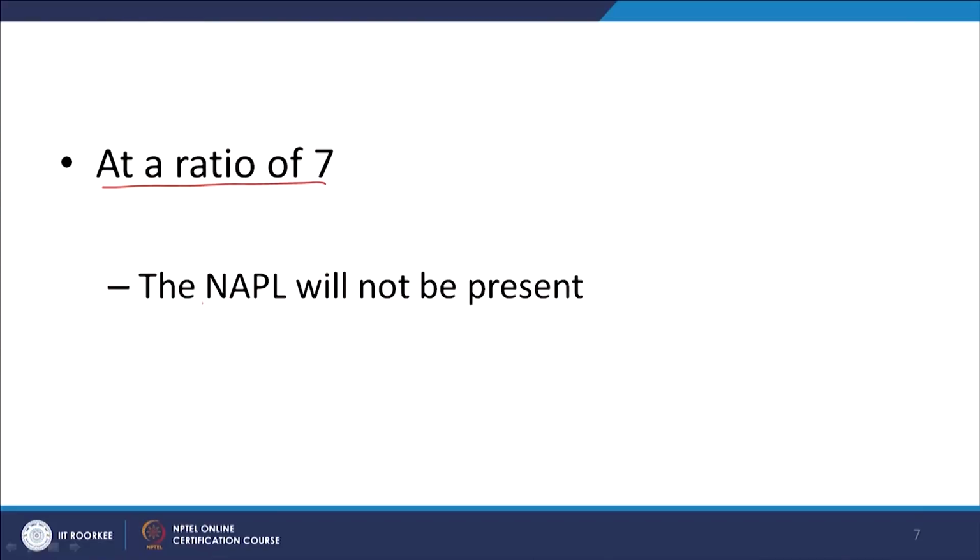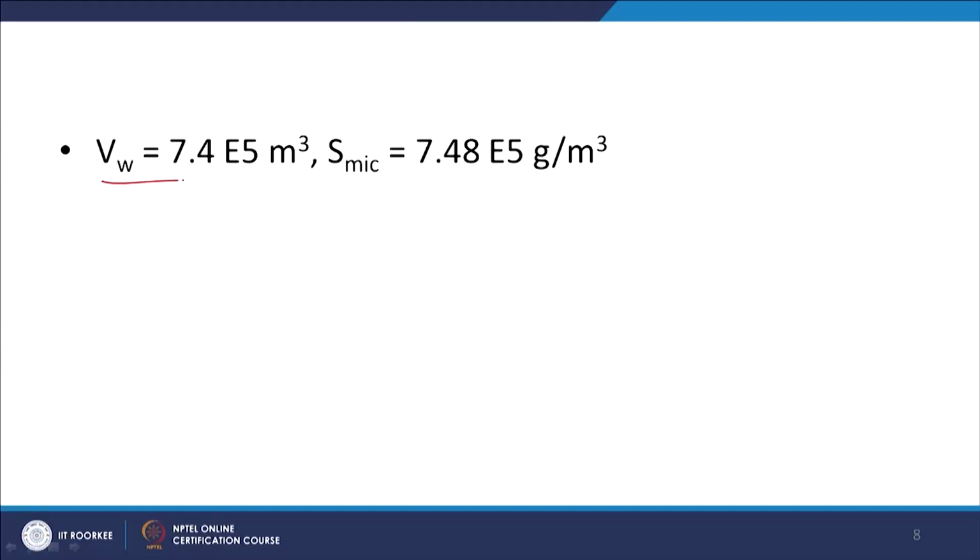So, what will that lead to? That will obviously lead to complete dissolution of the NAPL, and also the concentration of the contaminant in this particular micelle will now be lower. So, let us look at that. Obviously NAPL will not be present, that is something we discussed earlier. So, the volume of the relevant water was recalculated, and in the micelle, this is what we have from part A.